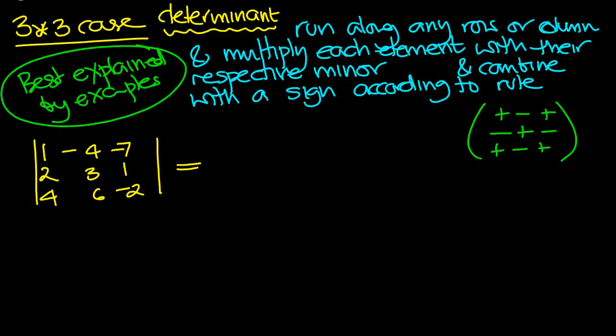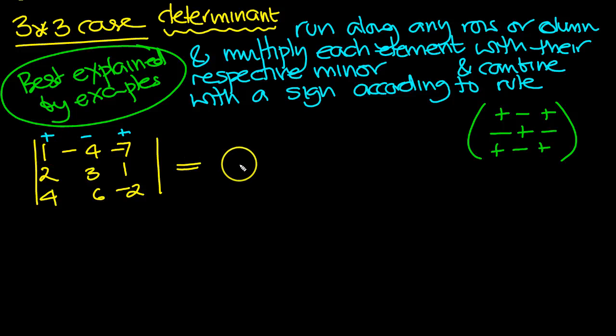And now we'll look at the 3x3 case for determinants. And basically, it's a bit more involved. You run along any row or column and multiply each element with their respective minors, and combine with a sign according to this rule here: plus minus plus, minus plus minus, plus minus plus. So I'll illustrate that here, and we'll run along the top row, okay? Because it's best explained by examples. So if I choose a different color and put a plus, minus, and plus, according to this rule here, I'll put them there.